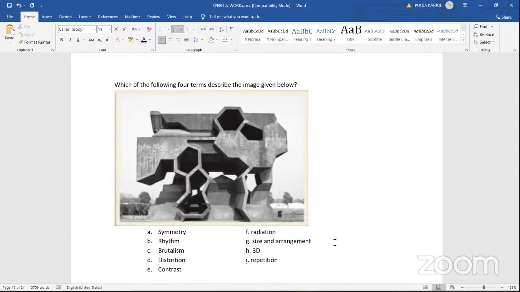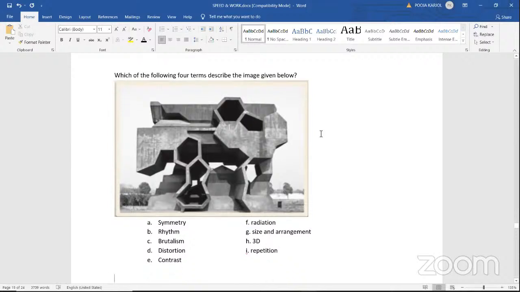Brutalism is a style of architecture. It focuses more on usage rather than the look of it. I know it looks not normal, but brutalism usually means a cement building most of the time. It's a style of architecture.